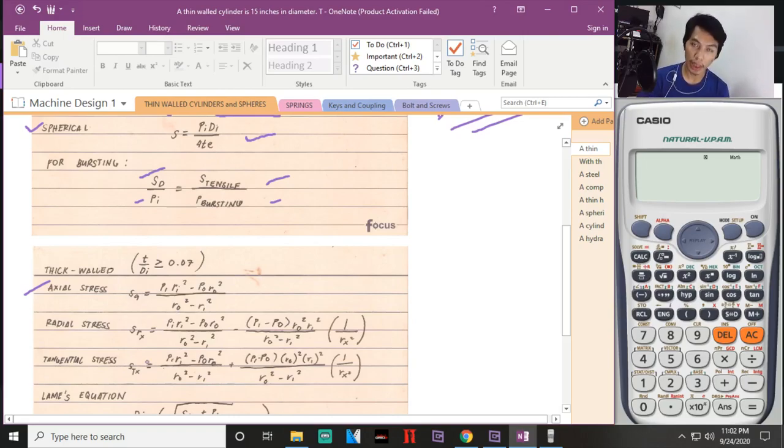Okay? Lagi may squared sila sa lahat. Hindi mo makakalimutan yan. Okay? Mauuna parati si Pi kasi lagi mas malaki yung inside pressure kaysa sa outside pressure. Now, for radial stress, depende kung anong gagamitin mo. Okay? Bakit? Sir, kasi kapag tinanong na outside, okay, siyempre, ang gagamitin mong multiplier doon sa kanila is the outside.